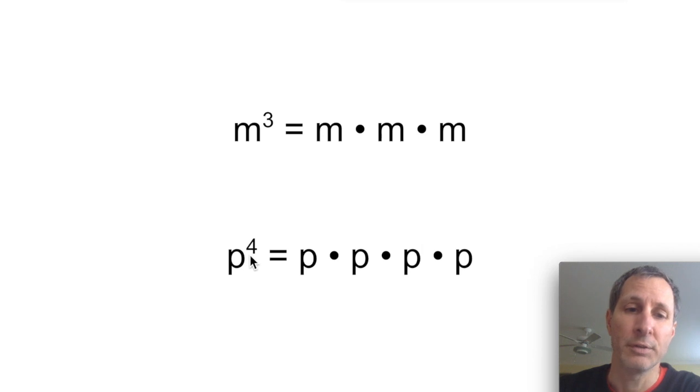In this equation, the exponent is 4. So p to the 4th power. Since we have an exponent of 4, that means we're going to multiply p times itself 4 times. So p to the 4th power is equal to p times p times p times p. That is not the same thing as 4 times p. It's p times p times p times p.